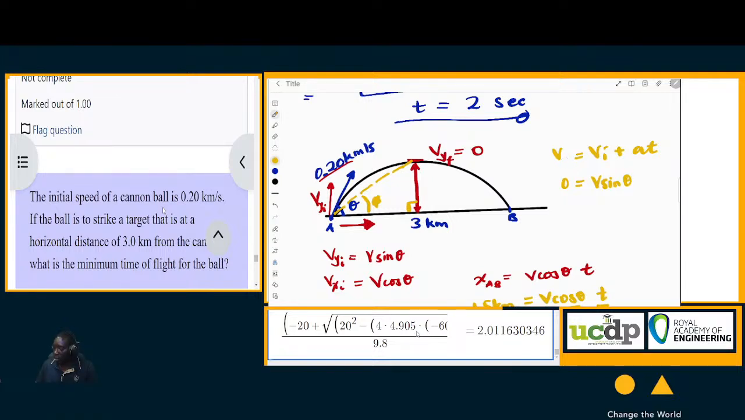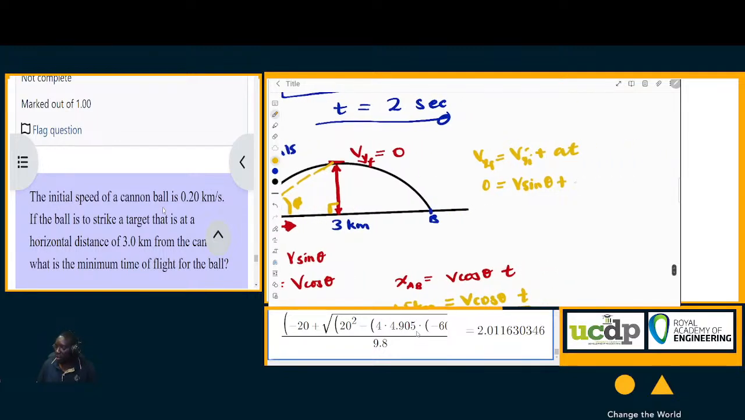Let me write it as Vy final and Vy initial. Then it's V sine theta minus 9.8 times T, right? Do you agree? We're considering velocity to be positive going up, so the acceleration is negative. So in this case T equals V sine theta over 9.8, or over g.